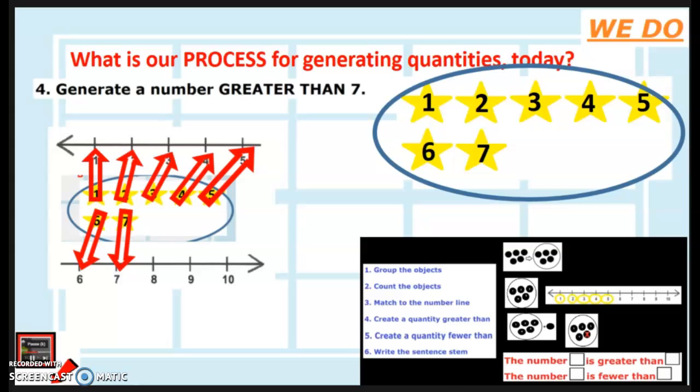And if I'm creating a number greater, well then I'm going to add 1 to it. So my number is going to be 8. So the sentence stem, the number 8 is greater than 7, is my answer. How'd you do? Pause the video if you need to go back and check. If not, let's go ahead and get some more independent work done.